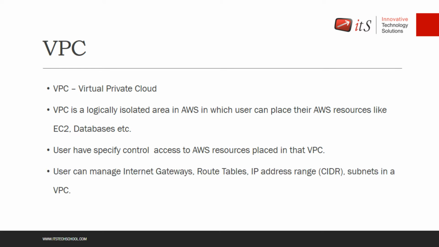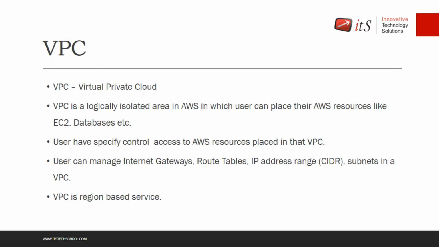Then the user can manage the services of the VPC like internet gateways, route tables, the IP address range, that is CIDR, and the subnet in the VPC, right? That makes it a VPC. So whenever there's a VPC, it must come with an internet gateway, a route table, an IP address range, and a subnet, right?